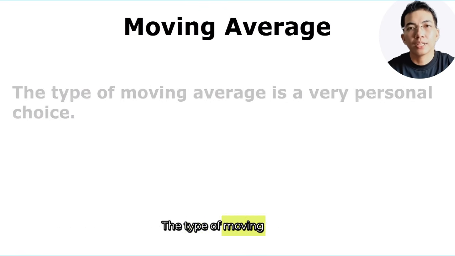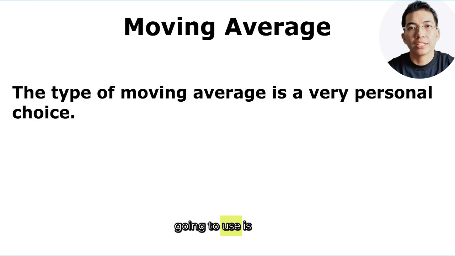The type of moving average that you are going to use is a very personal choice. For this course, I will say that the moving average that makes more sense is the simple moving average. This is simply because candlestick patterns already focus on last candle formations on the market, so there's no need to use an indicator that puts more emphasis on recent price actions.